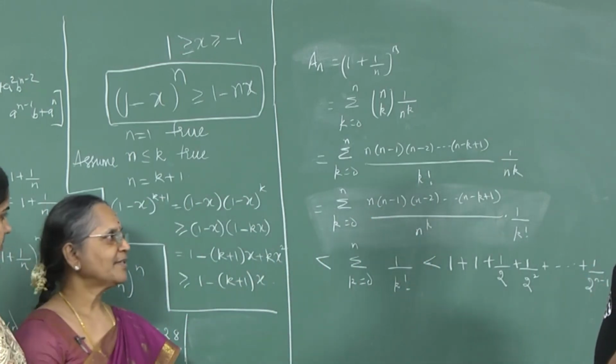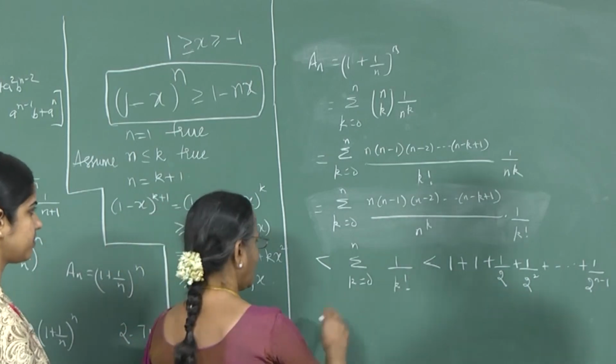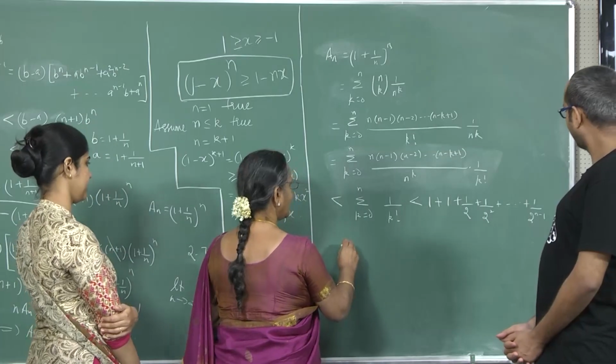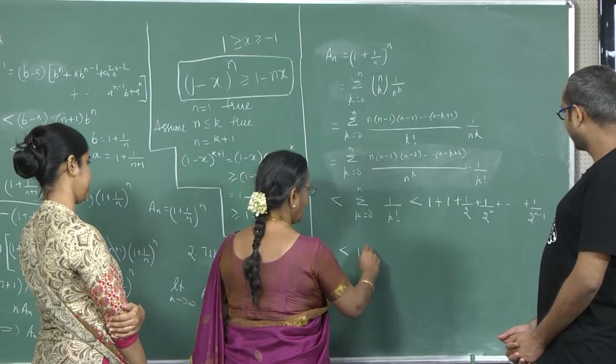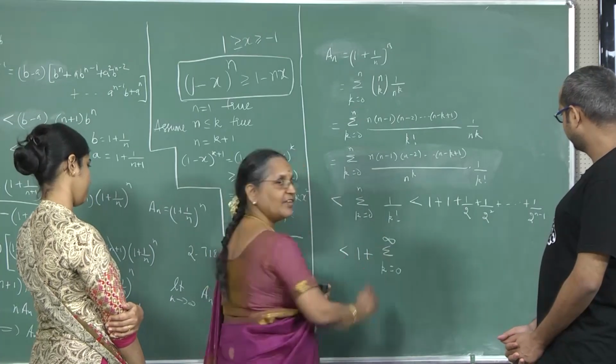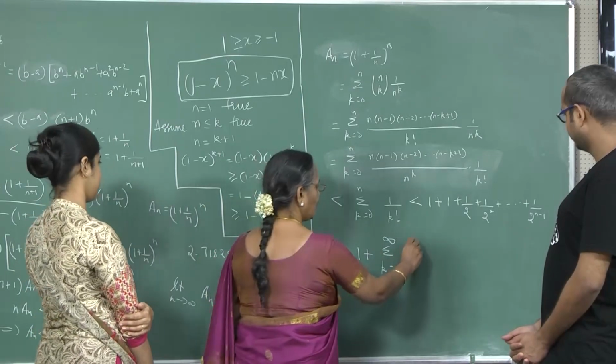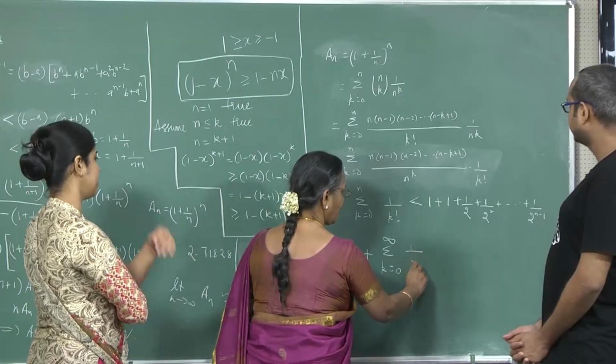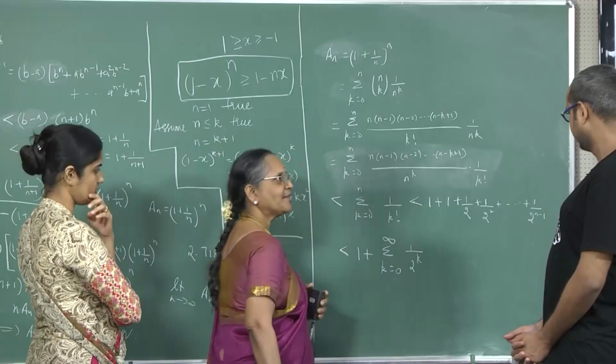Is that right? So that will be less than 1 plus the sum k equals 0 to infinity of 1 divided by 2 to the power of k.